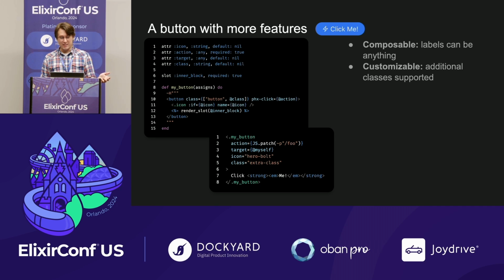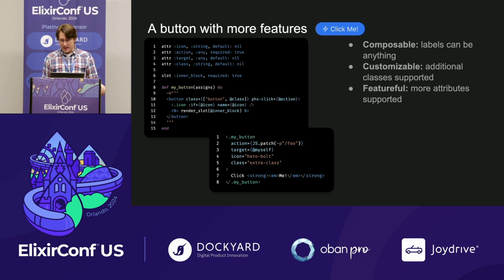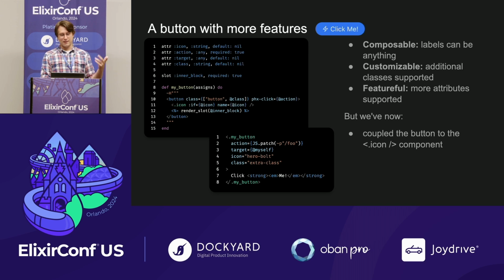So it's composable. You can put anything you want inside of it. It's customizable with the additional classes. We've added support for being able to use it inside live components and be able to use JS commands if we want to. But it's still not quite right. We have this icon component that's coupled in there. So what happens if I want to use a completely different icon from a different icon set or a different icon component altogether?